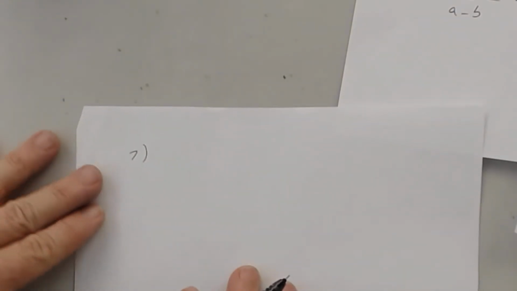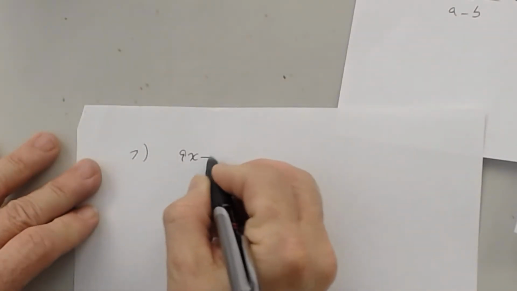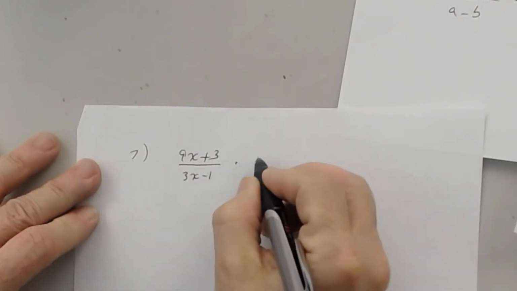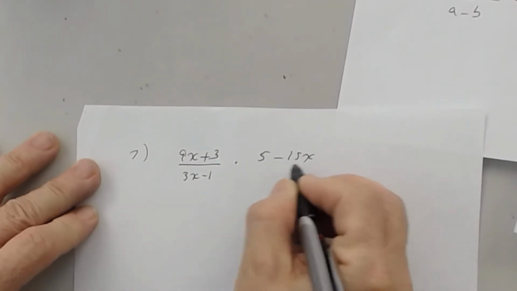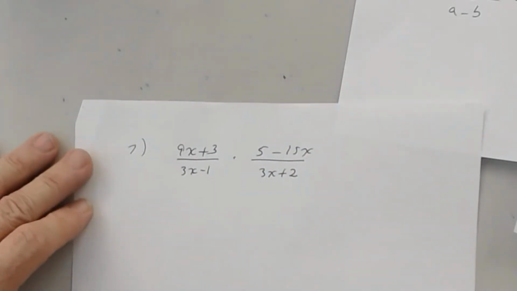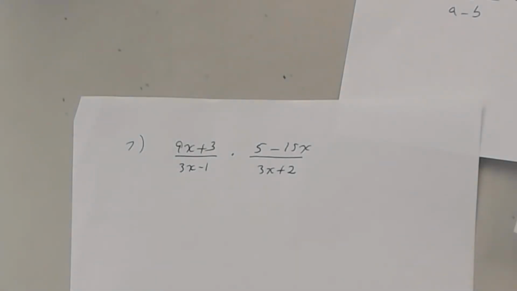Number 7, you have 9x plus 3 divided by 3x minus 1 times 5 minus 15x divided by 3x plus 2. All right. So you want to multiply these two rational expressions. What's the first step? Factor.